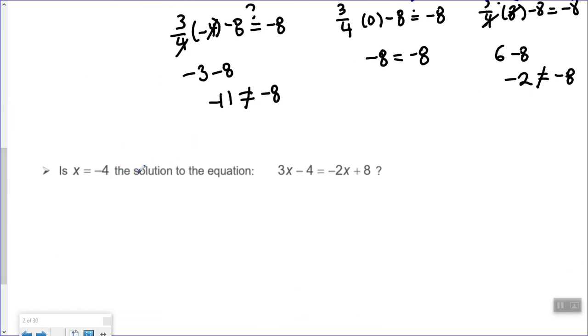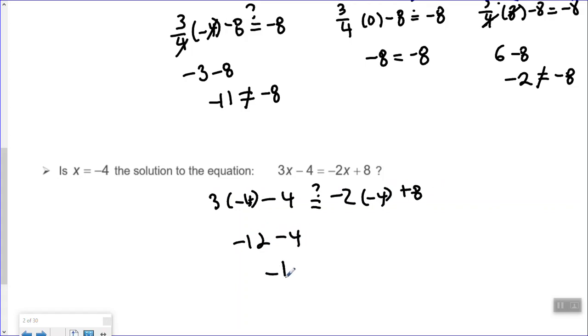Is x equals negative 4 the solution to the equation? So let's plug it. 3 times parentheses minus 4, minus 2 times parentheses plus 8. Is this equal? We don't know yet, right? Let's plug negative 4 here, negative 4 here. 3 times negative 4 is negative 12. Minus 4 is negative 16. Negative 2 times negative 4 is positive 8. Plus 8 is positive 16. They are not the same, so no. Answer is no. Negative 4 is not the solution to the equation.